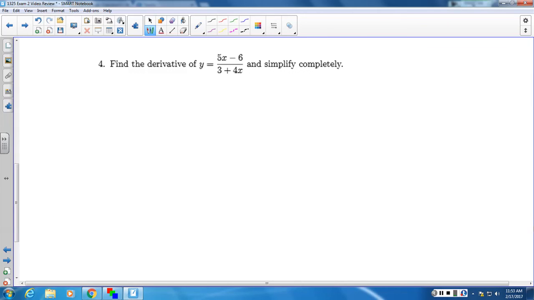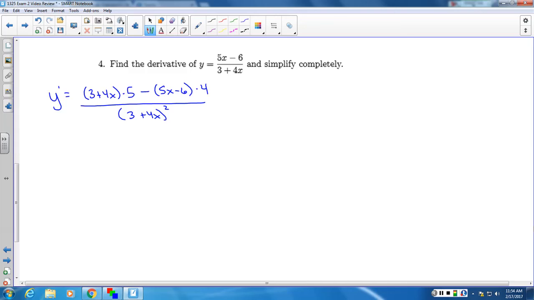Number 4, we're going to take the derivative and simplify completely. So this is a quotient. I'm going to use the quotient rule. Low d high minus high d low over the square of what's below. So low, I'm just going to write it down. D high is just 5 minus high, just going to write it down. D low is 4 over the square of what's below.